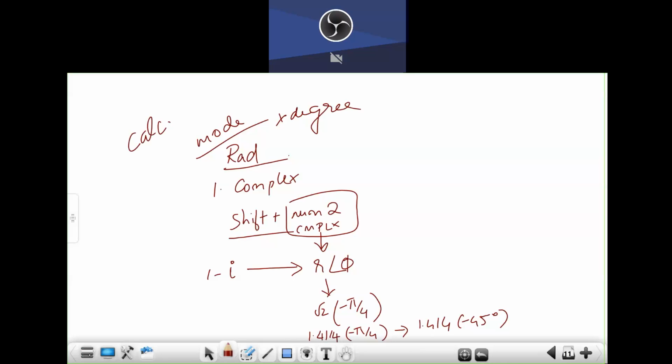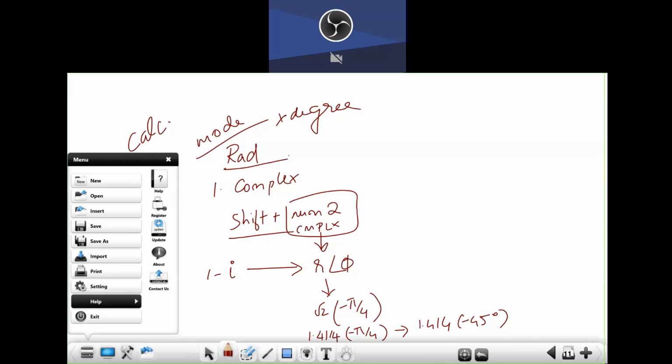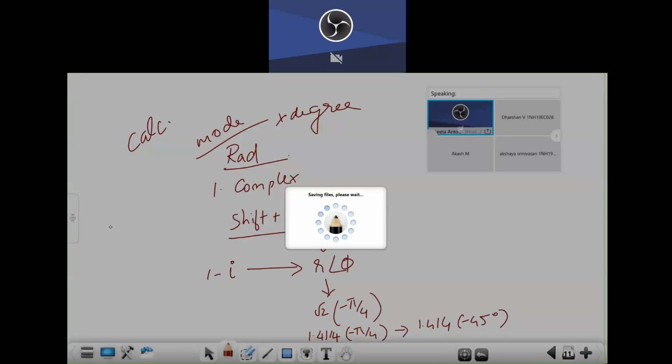All right. I hope you have understood this. Got it, all of you? Yes, ma'am. Okay, so all of you practice in the calculator also.